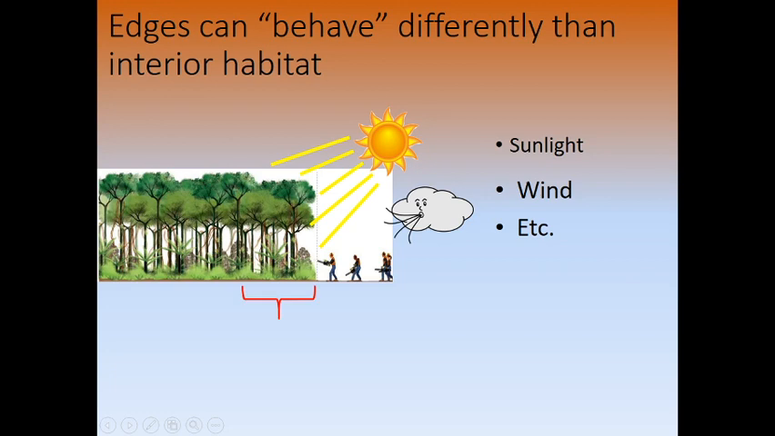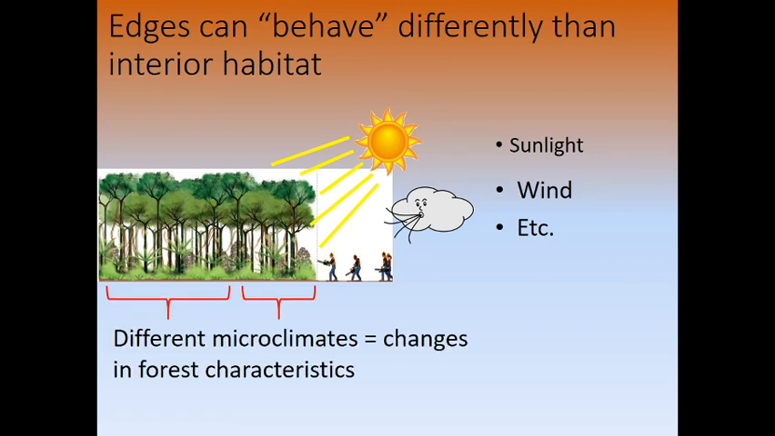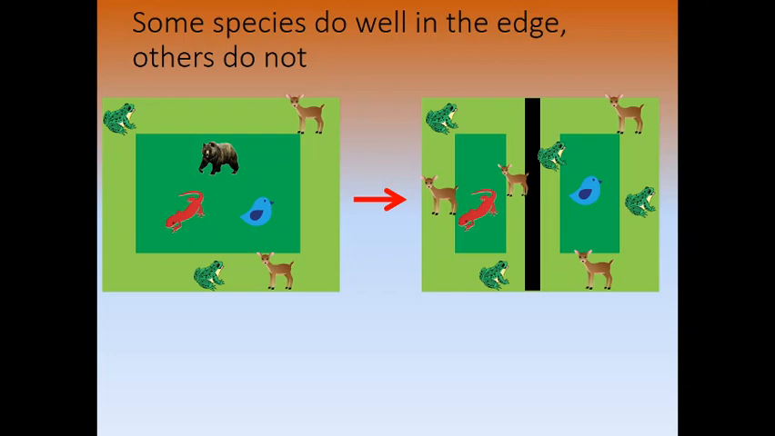You can have more wind. And essentially what you get is different microclimates. So the microclimate in here will be different than in here. Oftentimes there's lower humidity, more wind, more light. What that means is some species do well in edges and others do not. A grizzly bear is an example of a definite interior core species, whereas white-tailed deer really do well in edges.